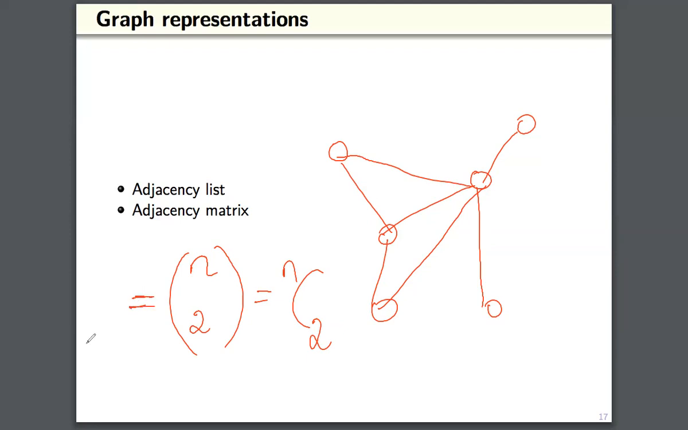What is the value of this? N choose 2 is n into n minus 1 divided by 2. So the maximum number of edges is n into n minus 1 divided by 2 in an undirected graph. What about a directed graph? How many edges can you have in a directed graph? Maximum number of edges?